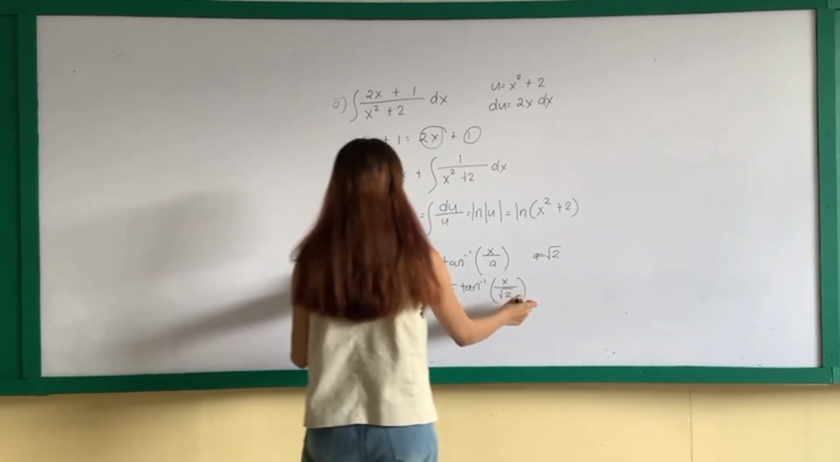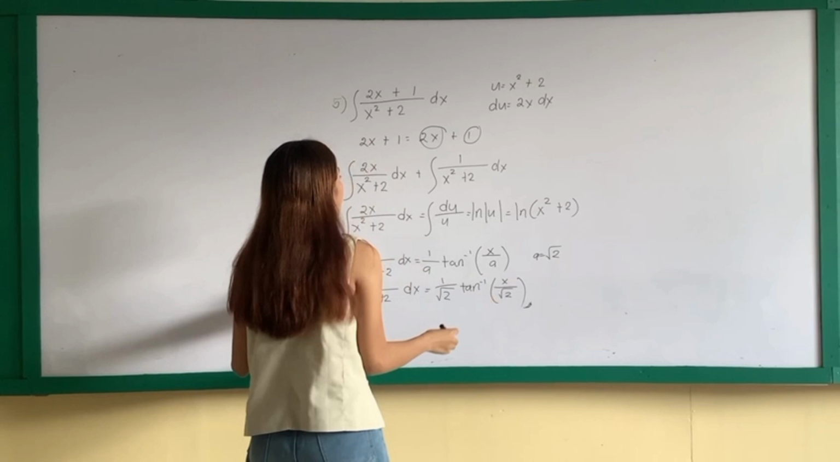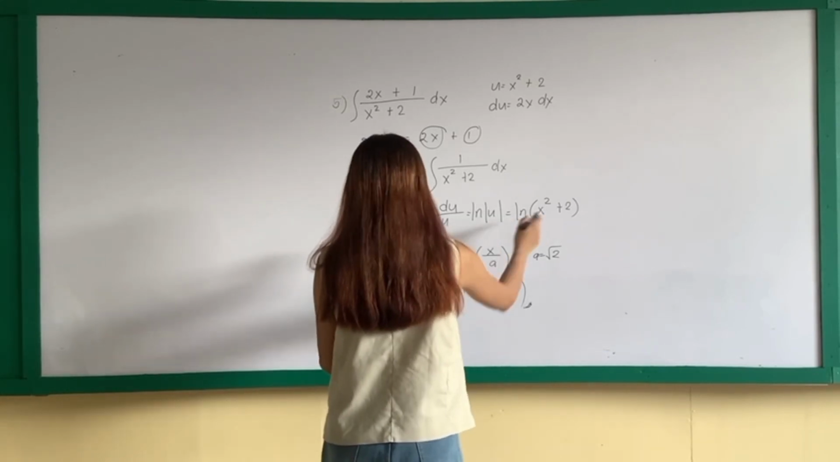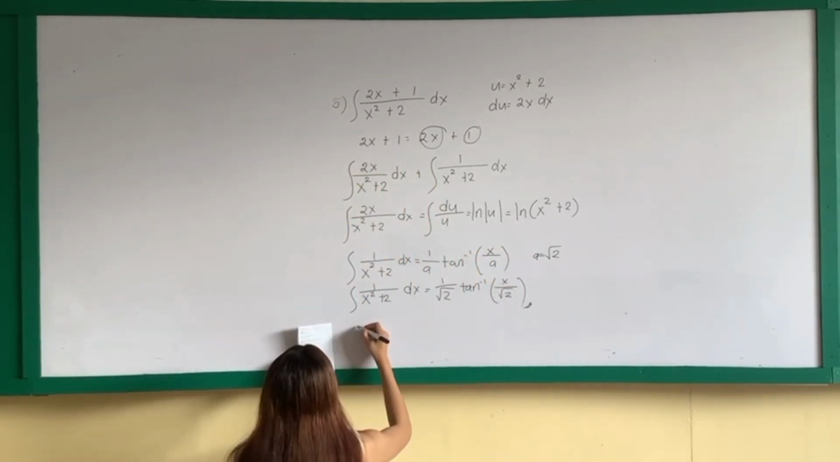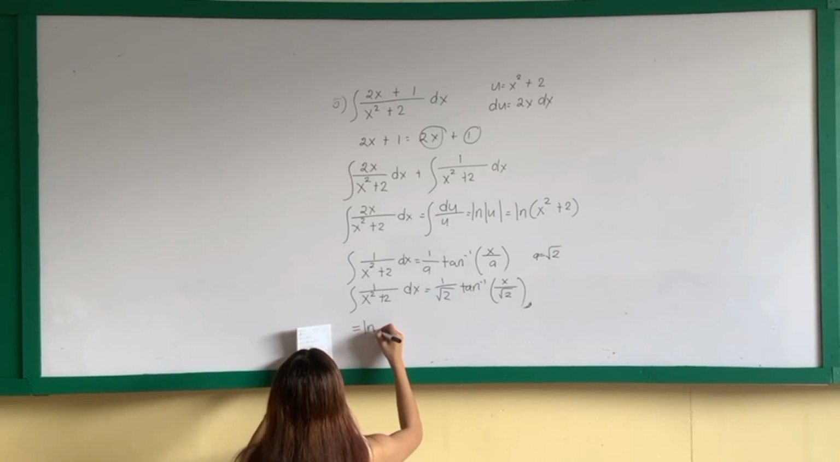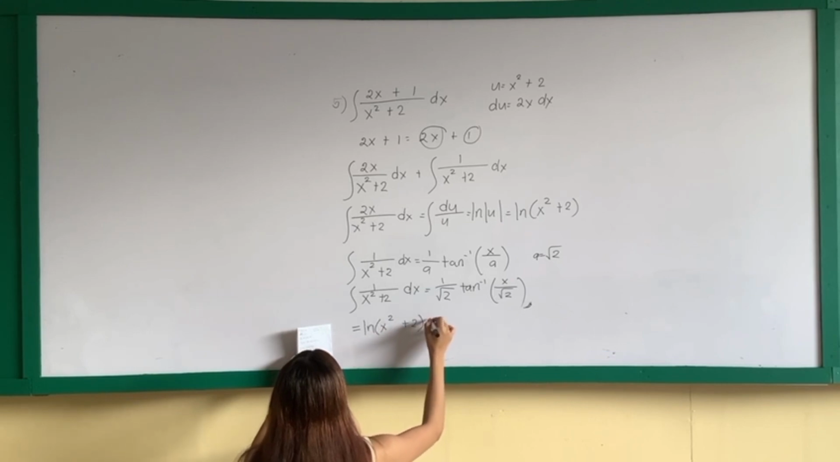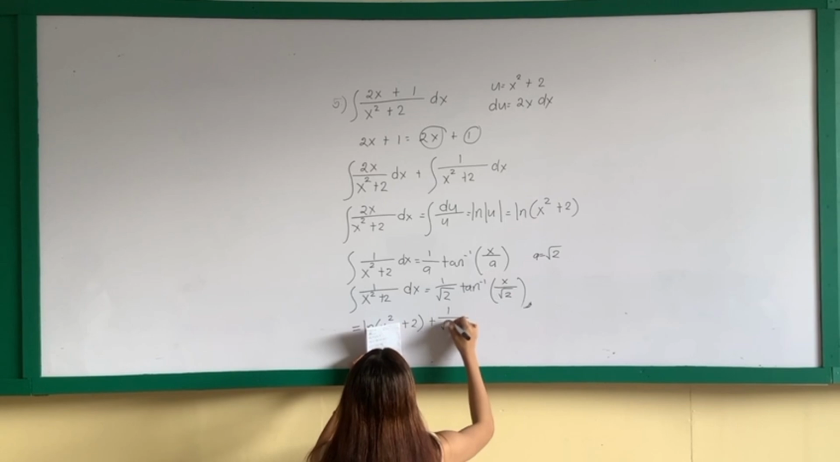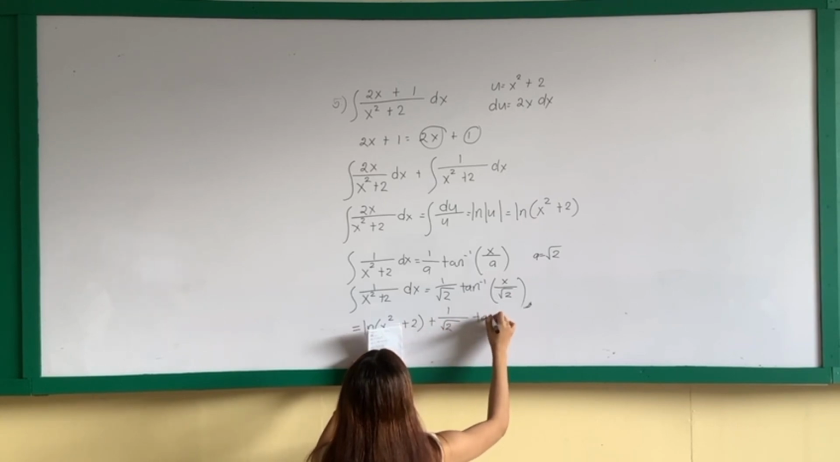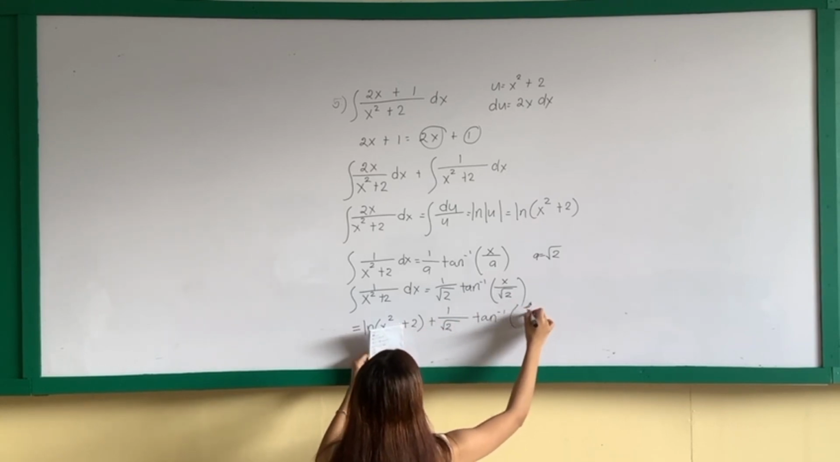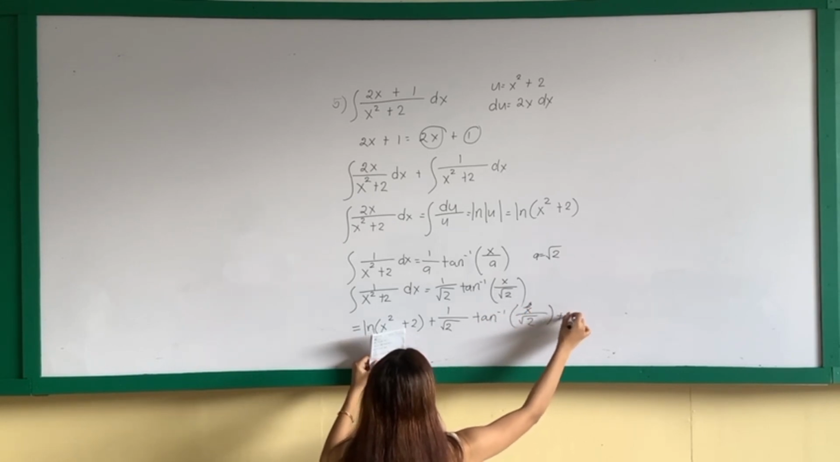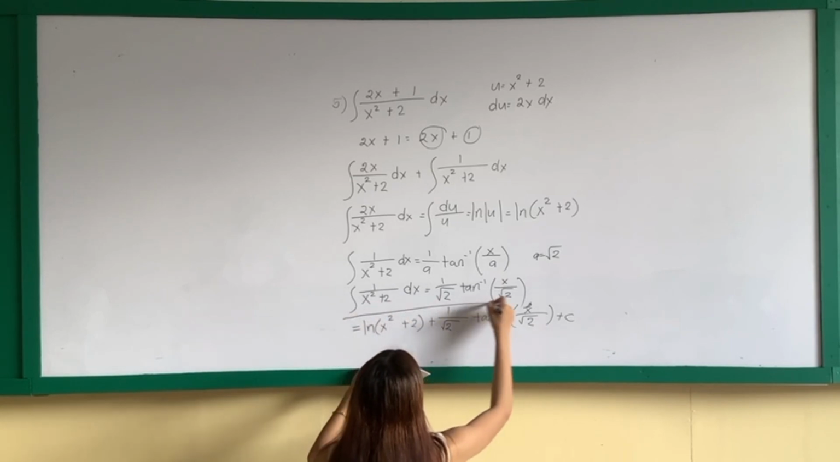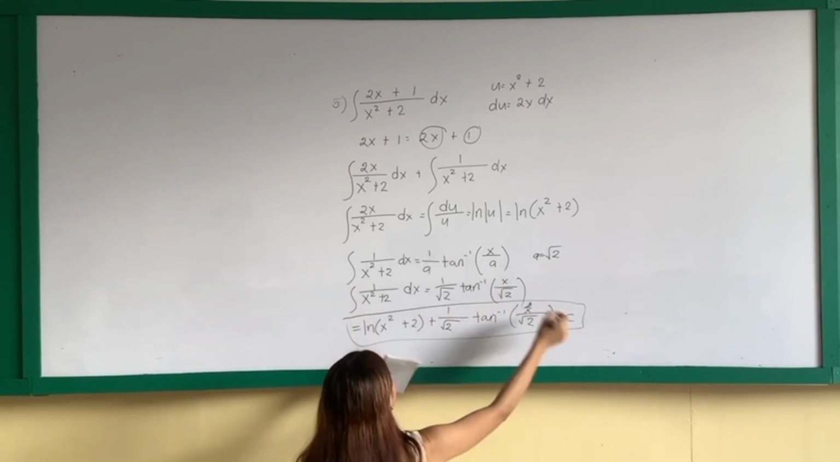And let's combine our answers, which is the ln of the absolute value of x squared plus 2, plus 1 over square root of 2 arctan x over square root of 2 plus c. And that is our final answer.